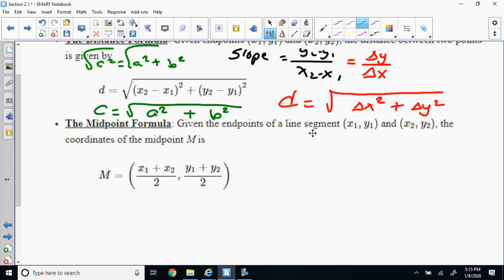Okay, so the midpoint equation is x1 plus x2 over 2, comma, y1 plus y2 over 2, right? It's a midpoint. It's a point. It contains an x coordinate and a y coordinate as the answer. That's what most people forget when they're looking at midpoint, okay? So really what this is doing is averaging the x coordinates, right? There's two of them, so you add them together and divide by 2. And then averaging the y coordinates, adding the two y's and dividing by 2.